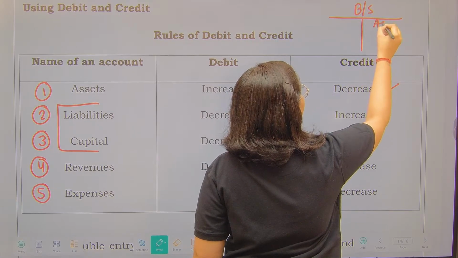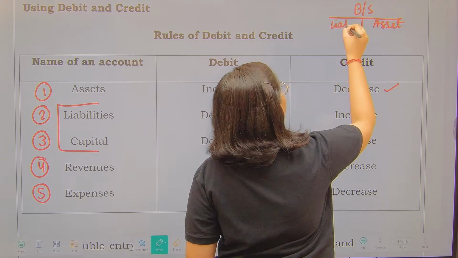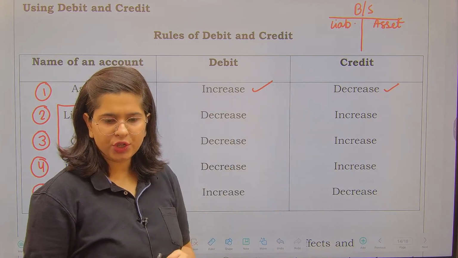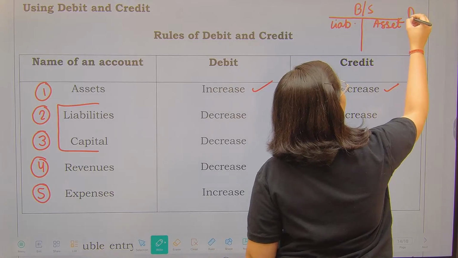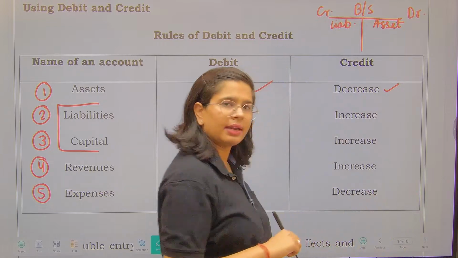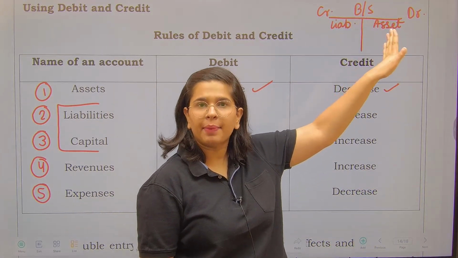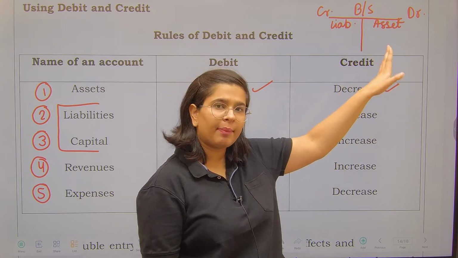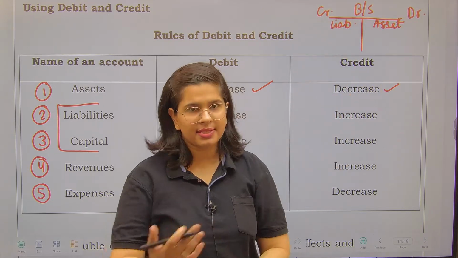This is your asset side. And this is your liability side. So just have it in your mind. This is just for explanation purpose. Have it in your mind that this side is a debit side and this side is a credit side. So assets increase whenever you debit. Just remember only this. Assets always increase when you debit them. Liabilities always increase when you credit them, and vice versa.